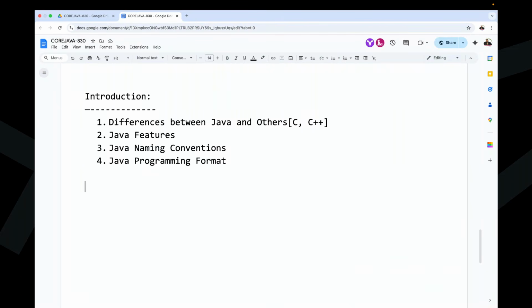This first unit is the total introduction part for Java: why Java came, how Java is different from other programming languages, mainly C and C++, what exactly the features of Java are, what naming conventions are available inside Java, and what programming format you are going to use to prepare Java programs. All of this we are going to understand inside this introduction part. Now let us start the first one: differences between Java and others. Here others are C and C++.